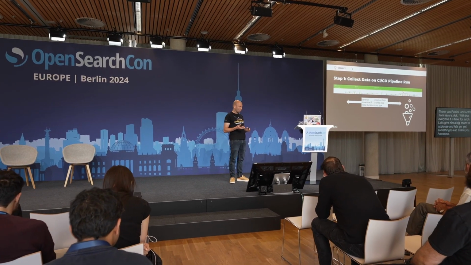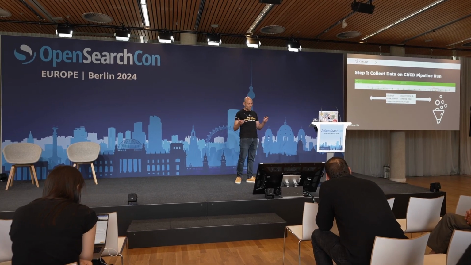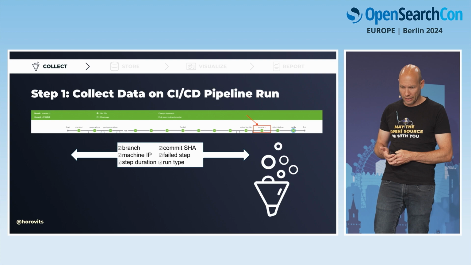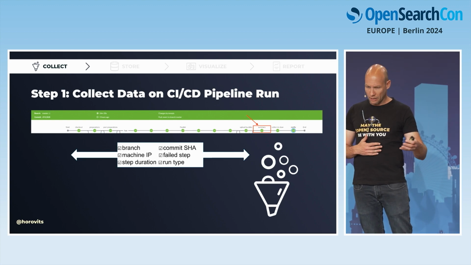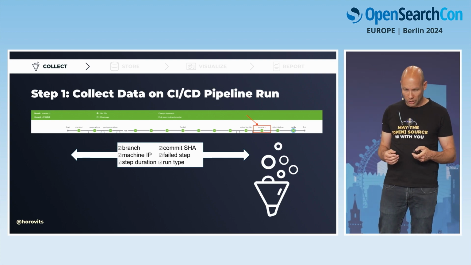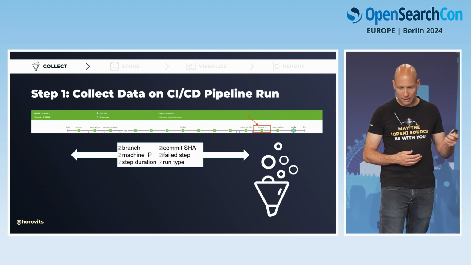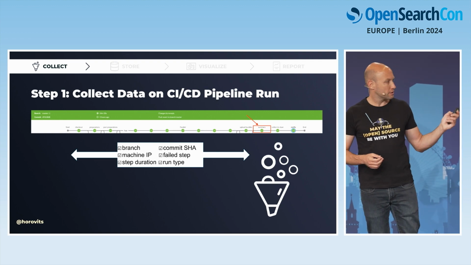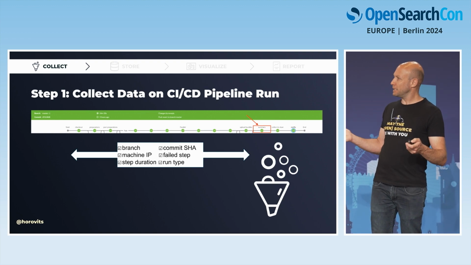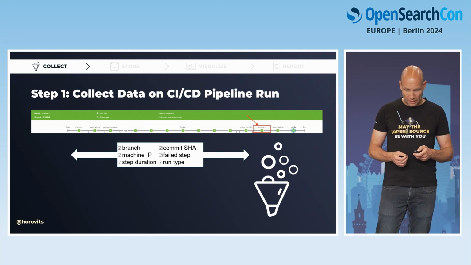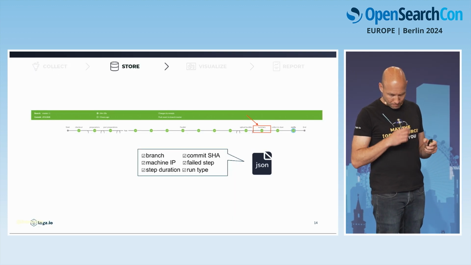The branch, the commit SHA, the machine IP, run type, whether it's scheduled, triggered by merge to master or by push to branch or whatnot, failed step, step duration, build number, and so on. So really, anything that is meaningful for you or that you think might be meaningful, that's the time to collect it. That's the collect phase.